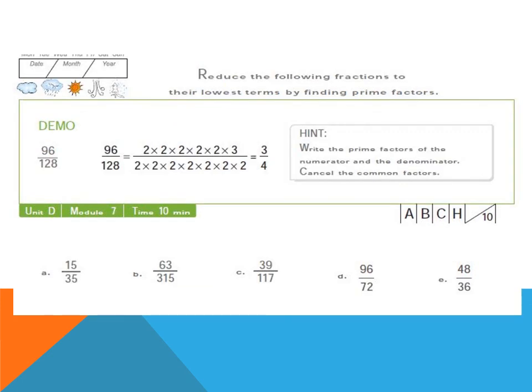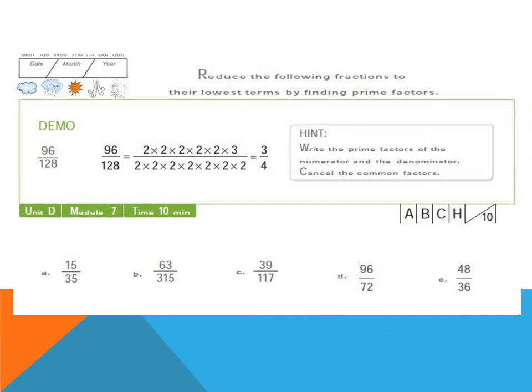Module number 7. Reduce the following fractions to the lowest term by finding the prime factors. Now, look at the demo. 96 by 128. If we find the prime factorization of 96, we can write 96 as 2 into 2 into 2 into 2 into 2 into 3, and 128 can be written as 2 into 2 into 2 into 2 into 2 into 2 into 2.